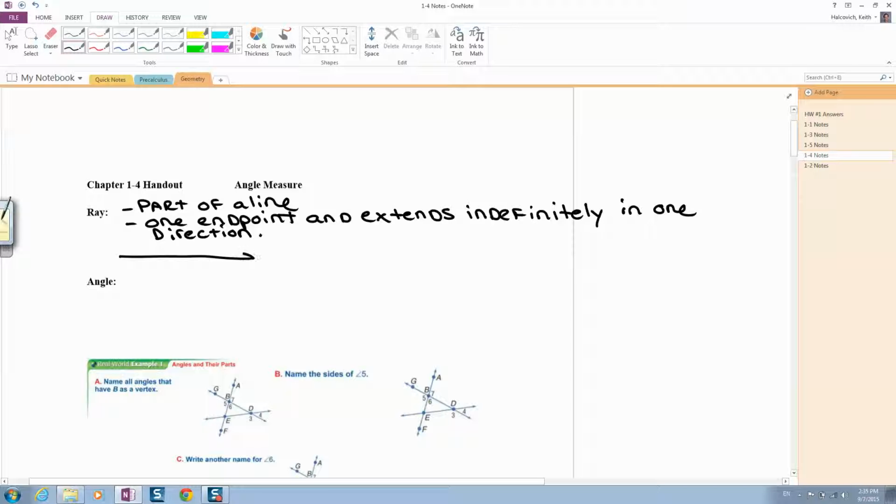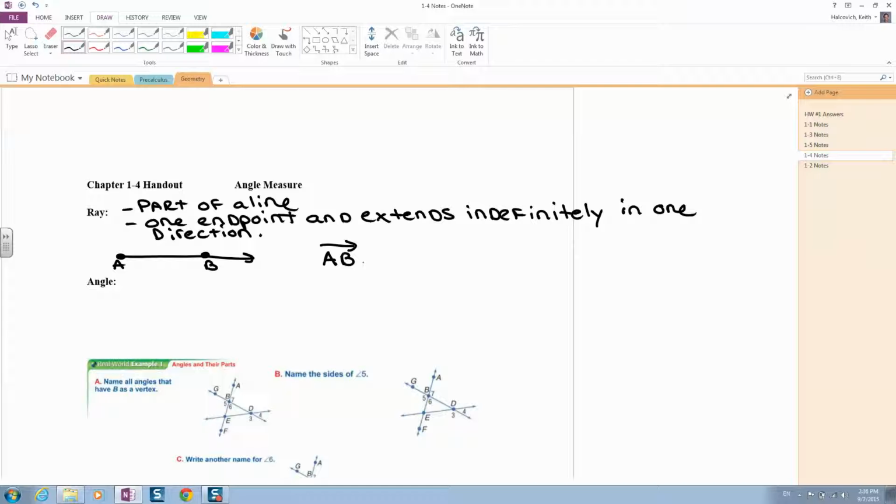So, here's your endpoint A. Here's another point on the ray B. So when you name a ray, you draw a ray, just one endpoint, and it goes on in one direction. And you have to name the endpoint first and then the other point. You can't say ray BA if B is not the endpoint. So there's a difference between ray AB and ray BA. It's not like a line where you can go in either order.